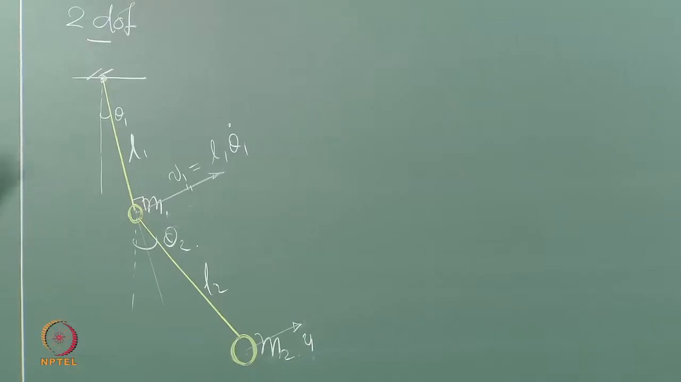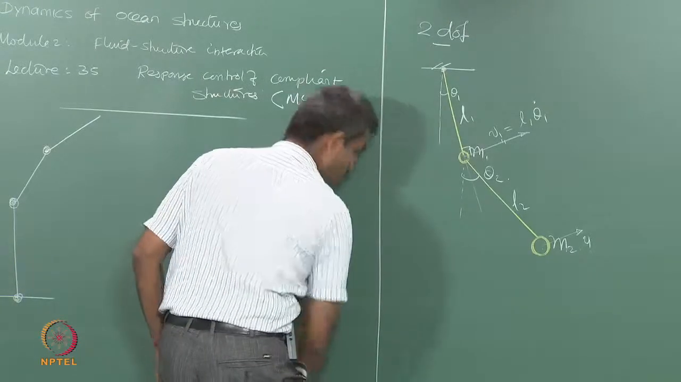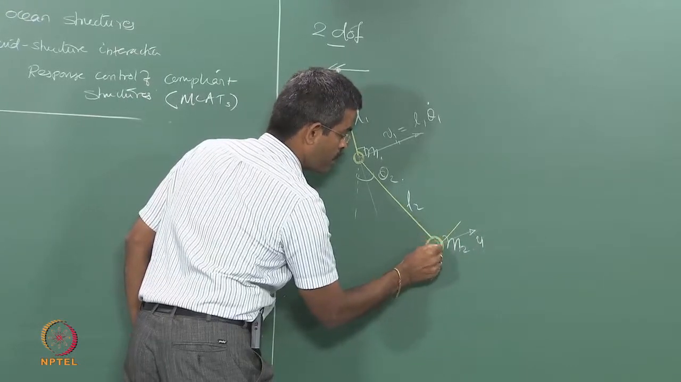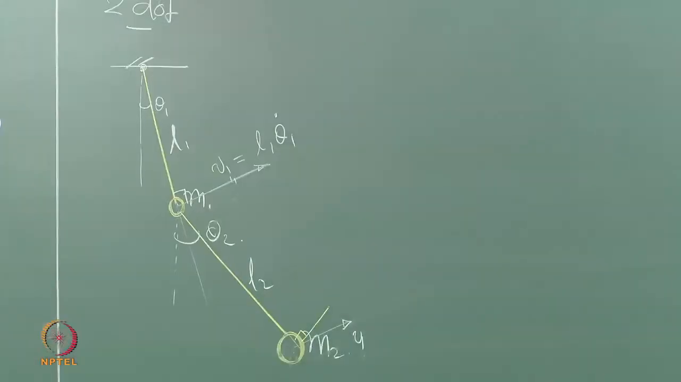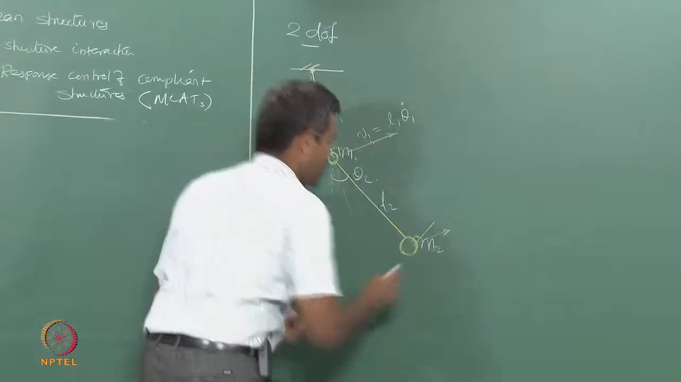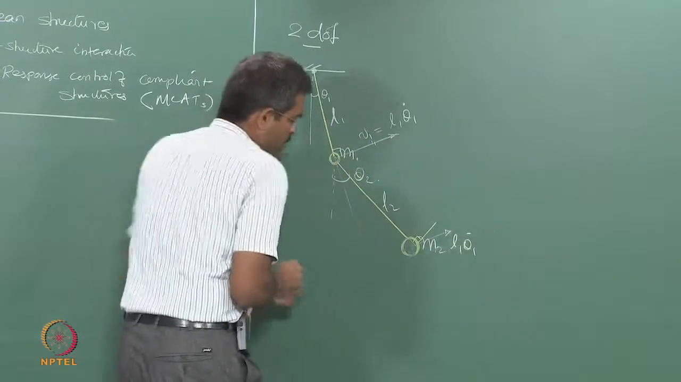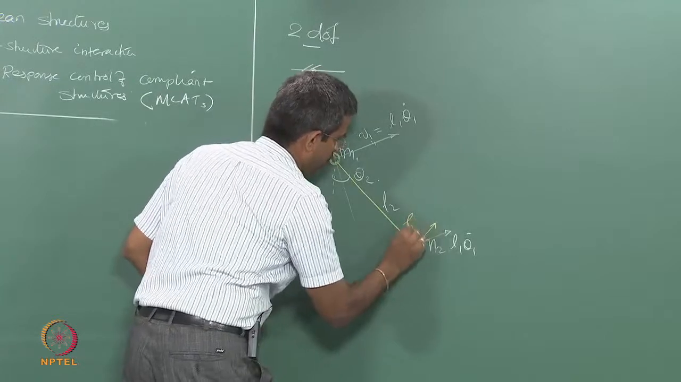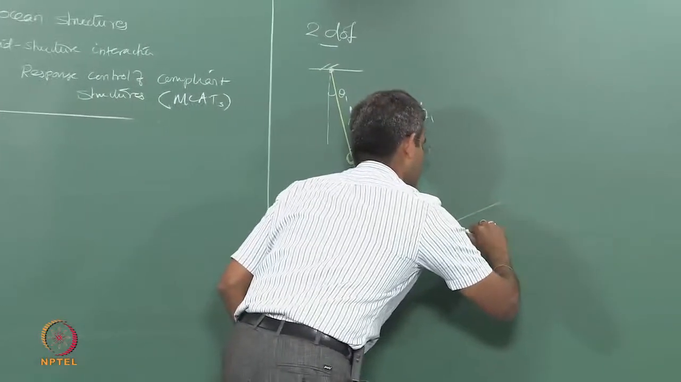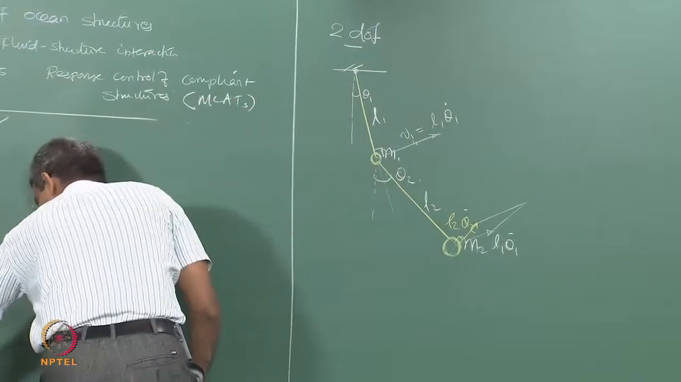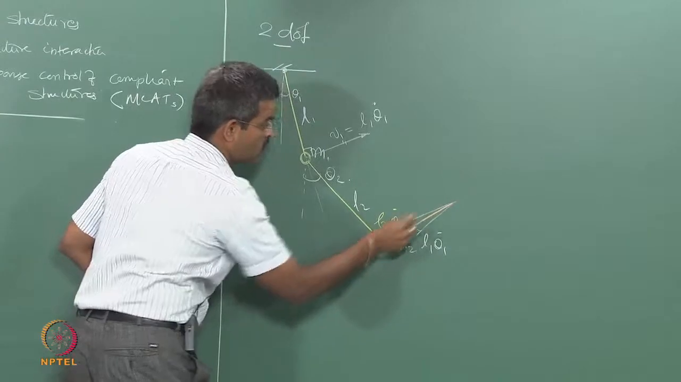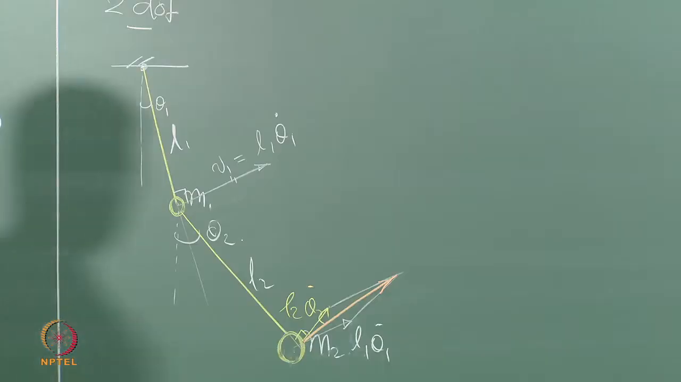That is the velocity of the first particle. I draw another line normal to this from this point. These two are normal. Okay. So I rewrite this slightly in a different manner. This is going to be L1 theta 1 dot, and this can be L2 theta 2 dot. I complete this parallelogram and get my resultant vector, which is actually my V2. Okay, this is V2.